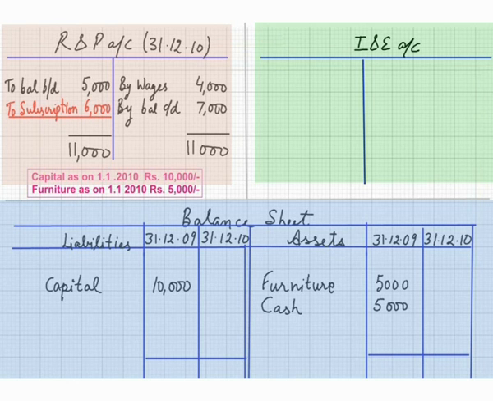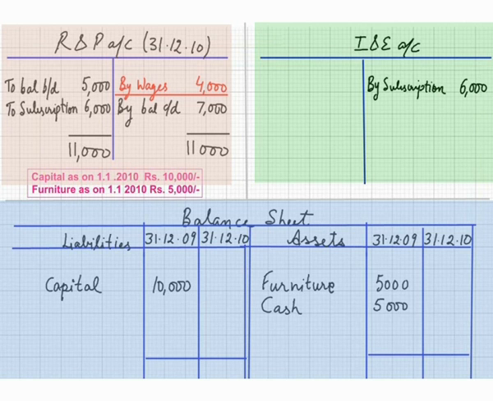Now on the receipt side, there is to subscription 6,000. Naturally, this club has got, or this organization has got 6,000 subscription. Subscription means contribution by the members. It means the members have contributed rupees 6,000. Naturally, it's an income for the organization, and incomes are always taken to the income statement. So we'll write down by subscription 6,000. So all items have been taken on the debit side.